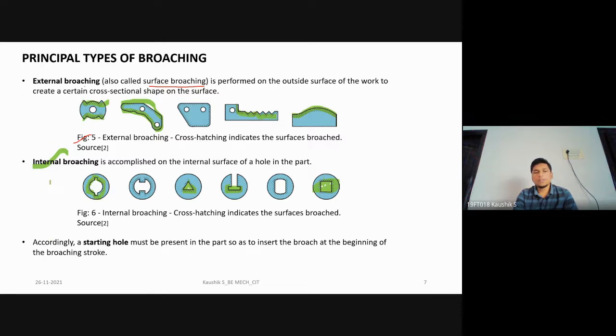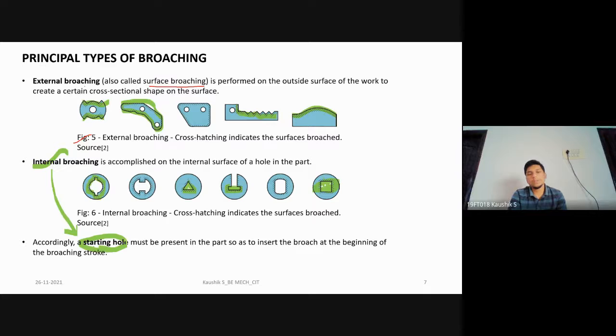But one thing to note in internal broaching is that to start with, we must have a hole which has been machined prior to the broaching process. Without a hole, the broaching technique cannot function.